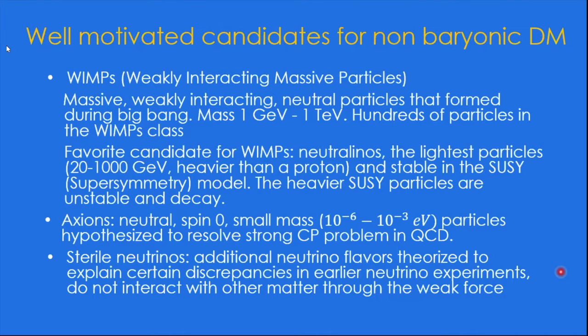The three candidates that I would like to mention here are WIMPs, axions, and sterile neutrinos. WIMP is a broad class of massive, weakly interacting neutral particles that formed during the Big Bang. It covers a mass of 1 GeV to 1 TeV. And there are hundreds of particles in this class. The favorite candidate for WIMPs are neutralinos, which is the lightest particle, 20 to 1000 GeV, heavier than a proton, and stable in the supersymmetry model. The heavier SUSY particles are unstable and decay. Neutralino is the lightest.